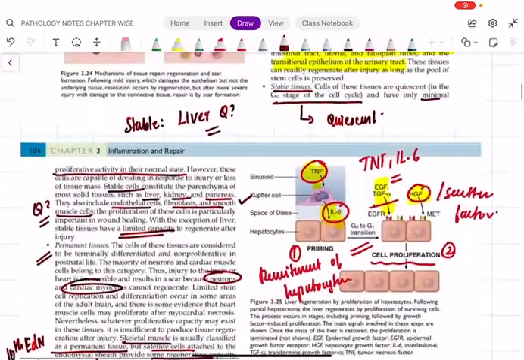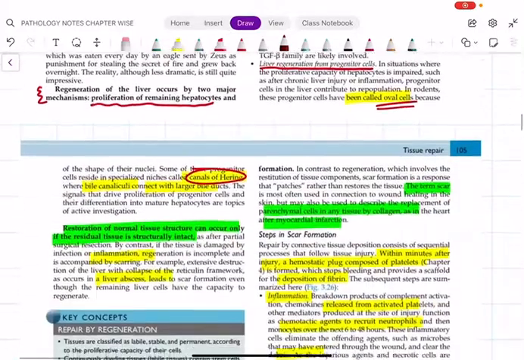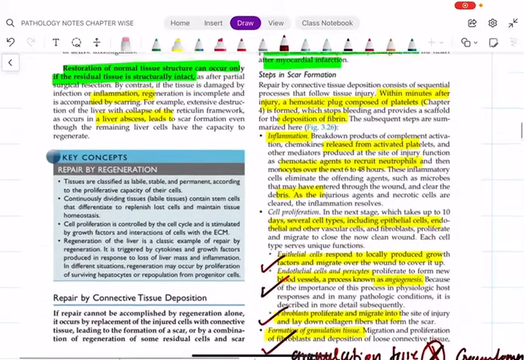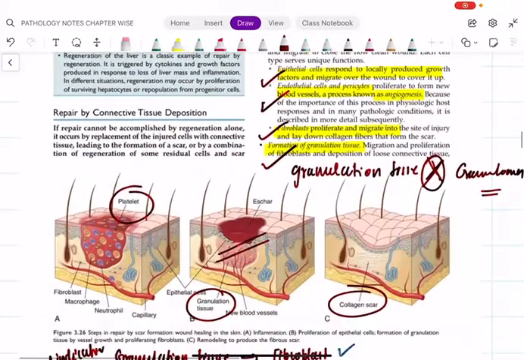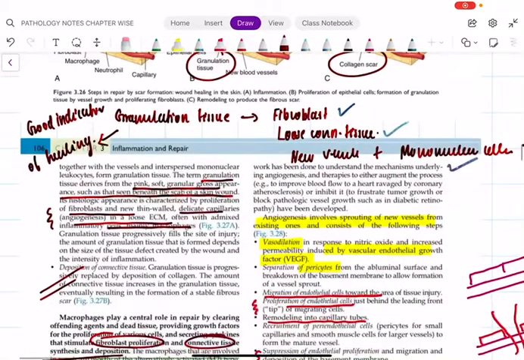Remember, in priming we have TNF and interleukin 6, and then hepatocyte growth factor comes in the cellular proliferation stage. Then what is connective tissue deposition? Inflammation, epithelial cells, endothelial cells, angiogenesis, formation of granulation tissue. Granulation tissue has fibroblasts, loose connective tissue, new vessels, and mononuclear cells. What is the type of collagen? Type 3 collagen. Granulation tissue is a good indicator of healing.